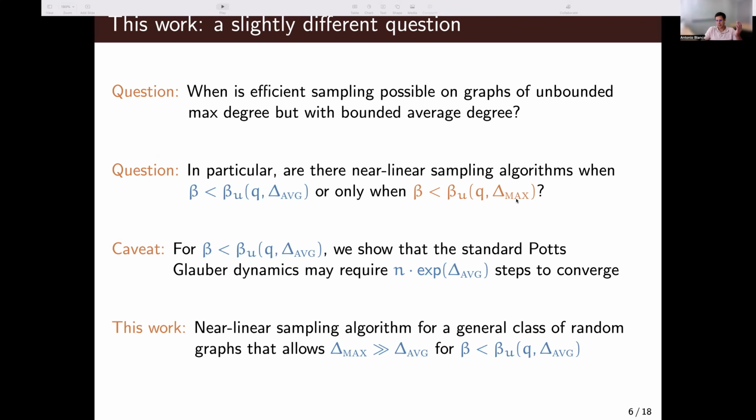That may sound like a very strong, or unnecessarily strong, condition for the sampling, because in most of the graph it behaves essentially like a regular graph with a much smaller degree. Okay? So I guess the question here is, which one is the right threshold to obtain an efficient sampling algorithm, right?